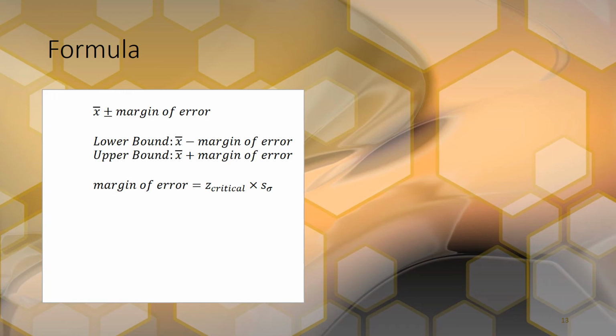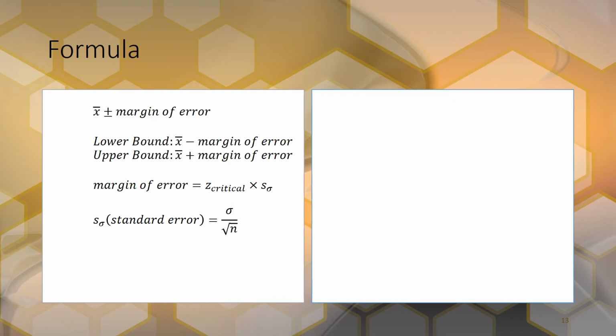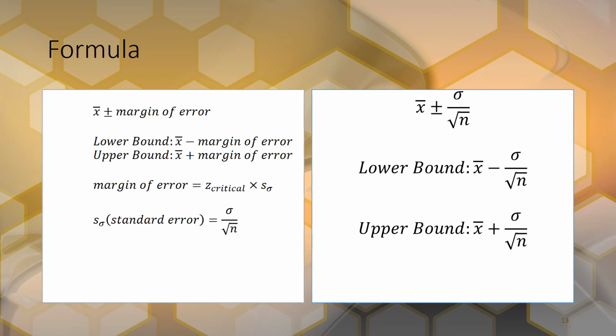And the margin of error is determined by the z, which is our confidence level, and the standard error. We're going to multiply those two things. And the standard error, which is the standard deviation of the sample means, is the population standard deviation divided by the square root of n. So if we put that all together, we have the sample mean plus or minus the standard deviation divided by the square root of n, the sample size. The lower bound is the sample mean minus the standard deviation divided by the square root of n, and the upper bound is the sample mean plus the standard deviation divided by the square root of n. So this is the formula in multiple ways.